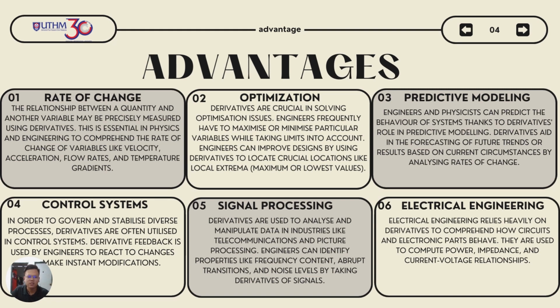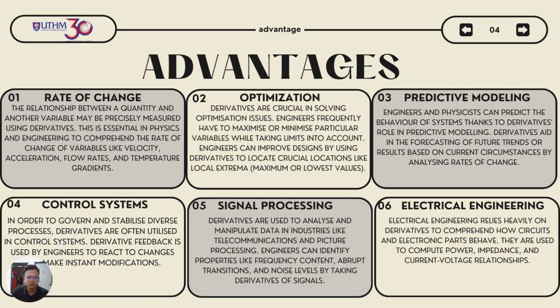The advantages are divided into 6 major points. One is rate of change, two optimization, three predictive modeling, four is control system, five is signal processing, and the last one is electrical engineering. For the first one, the relationship between a quantity and another variable may be precisely measured using derivatives. This is essential in physics and engineering to comprehend the rate of change of variables like velocity, acceleration, flow rates, and temperature gradients. Second is optimization.